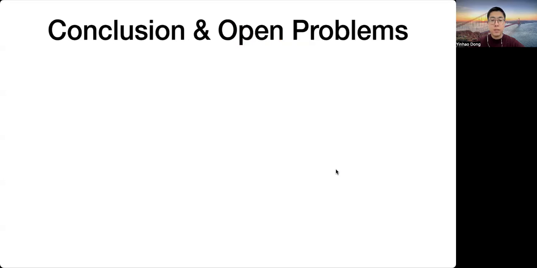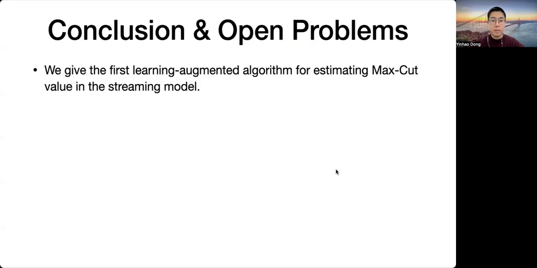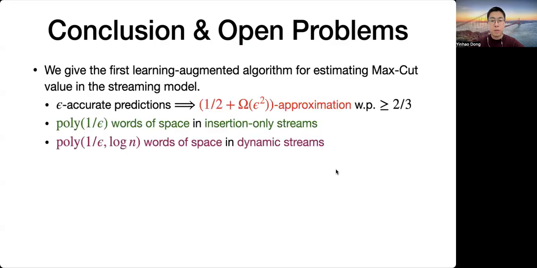To conclude, in this work, we give the first learning-augmented streaming algorithm for estimating the max cut value of a graph. Specifically, by leveraging epsilon accurate predictions, we provide a single-pass streaming algorithm that achieves a half plus omega epsilon square approximation with probability at least 2/3. Our algorithm uses poly 1 over epsilon words of space in insertion-only streams and poly 1 over epsilon log n words of space in dynamic streams. This result contrasts with the lower bound in the classical streaming setting without predictions.